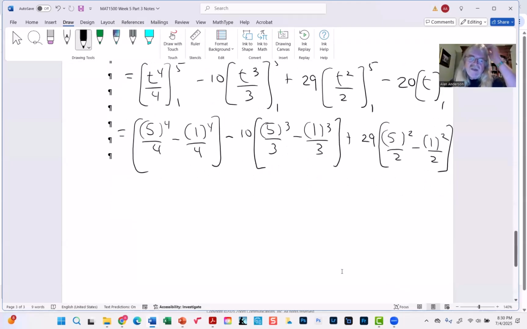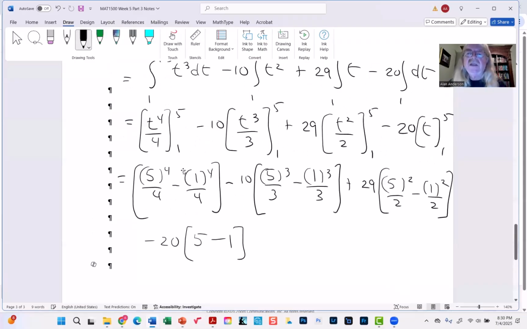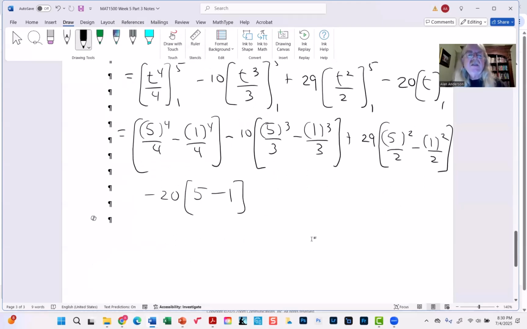And then we got one more. I ran out of space. Okay. So in other words, in each case, you substituted 5, and then you did 1, and you subtract 1 from the other. Okay, let me just double check and make sure everything's in order. Yep, that looks good.